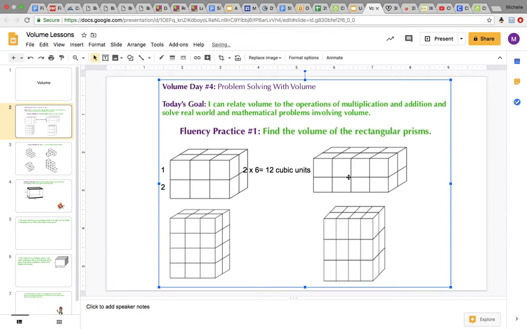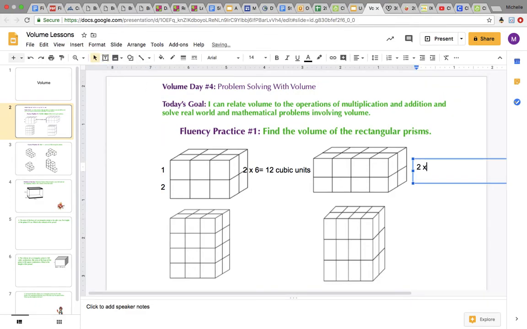All right, let's move on to our next problem right here. We've got, again, 1, 2 layers. In each layer, we've got 2, 4, 6, 8 boxes. So in order to find the volume for this one, we are going to do 2 layers times 8 boxes in each layer, and we are going to get 16 cubic units.